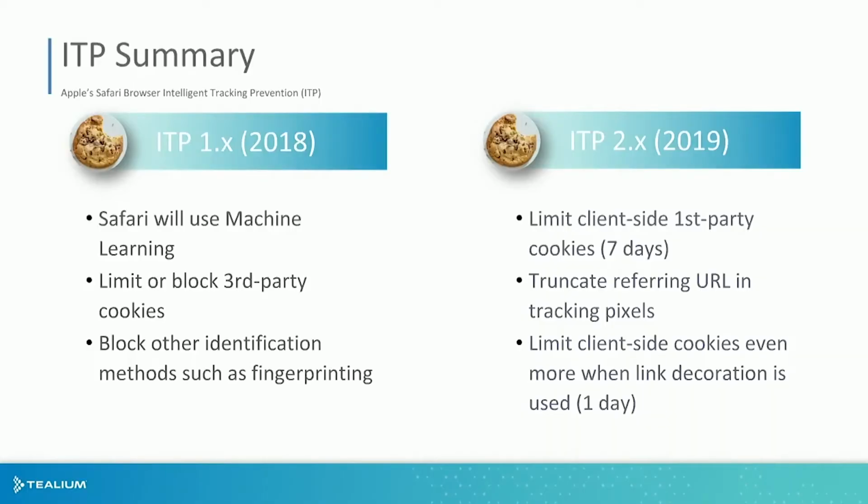So here's a quick summary. There's a lot of blogs on this topic, and I'm going to summarize ITP1, ITP2 very quickly for you. So in ITP1, Apple introduces this concept of machine learning. So they put the I in ITP with intelligent tracking prevention.